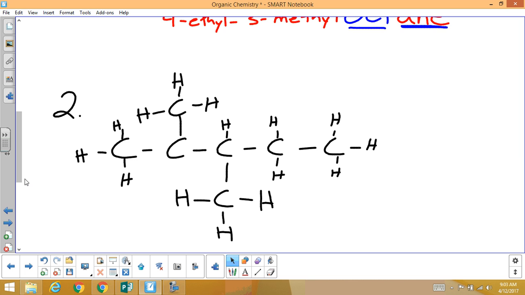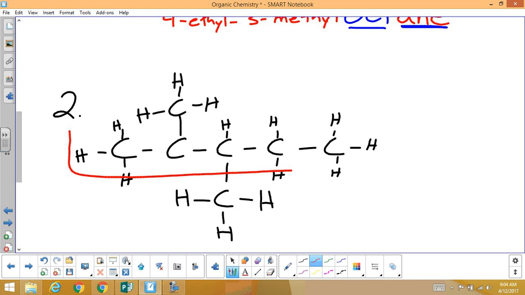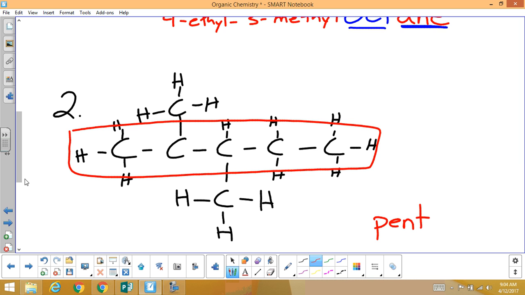So next one, let's try this, and I want you to try this on your own, and then come back and see how you did. All right, now that you've tried it, let's see how you did. First, we've got to identify the longest chain. I see in the middle there are 5, so this is going to be our main chain. And 5 refers to pent. And since this only has single bonds, it's pentane. So we have the base of it, pentane.